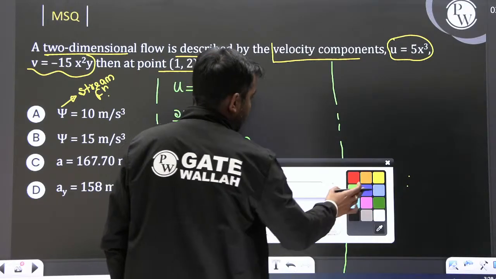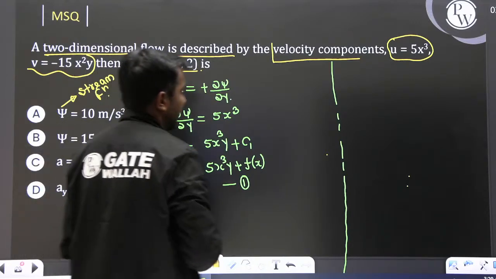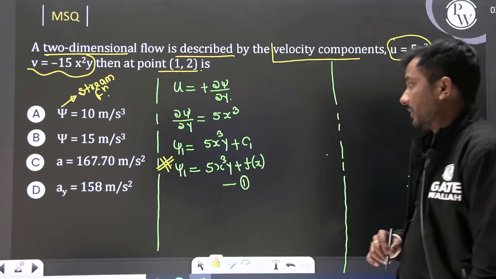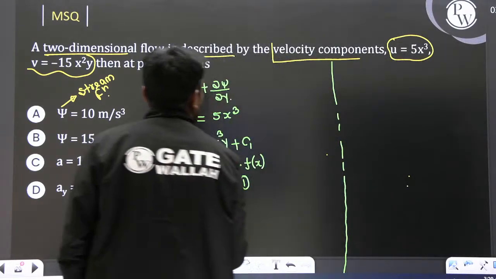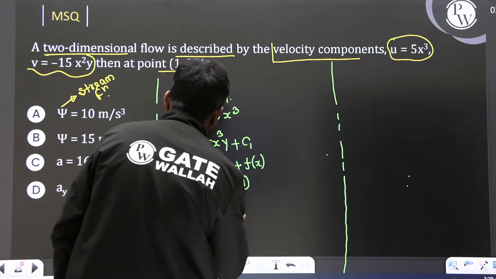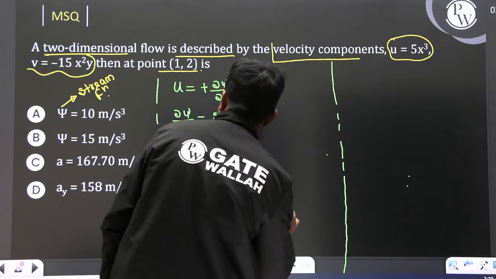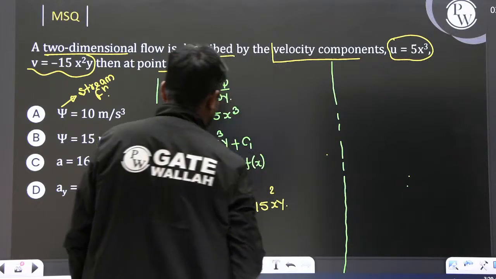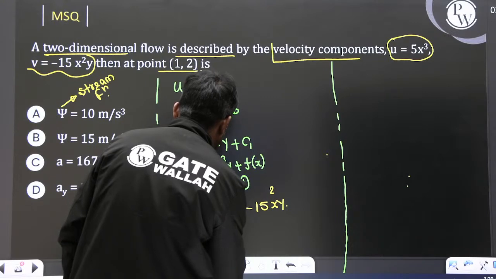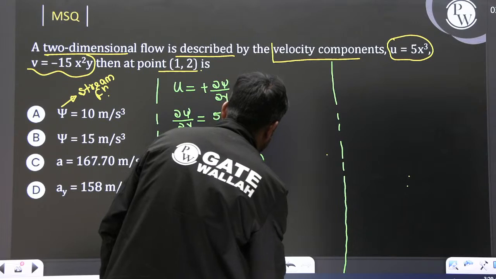I have considered this as a pure function of x. This one is our psi, and this one is the pure function of x, and that is the sign. And what about the y direction velocity? Y direction velocity is given as minus del psi by del x, and this is minus 15 x square y. So del psi by del x is 15 x square y.